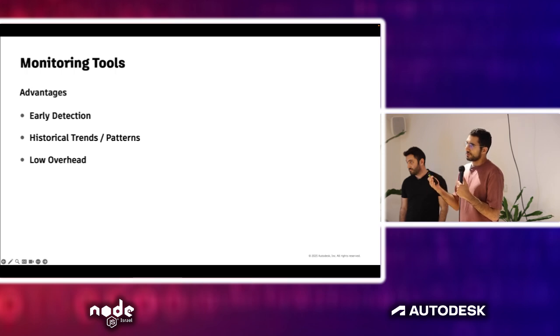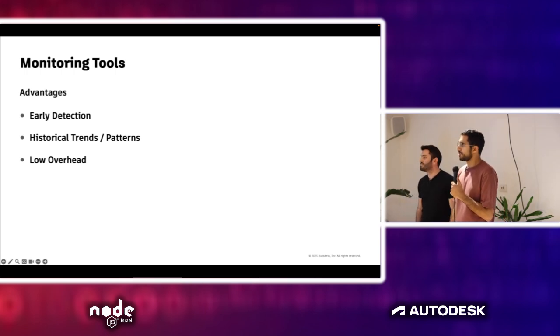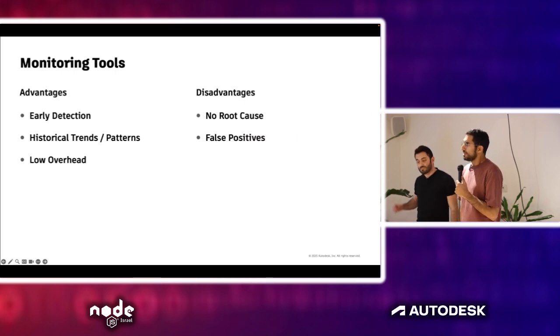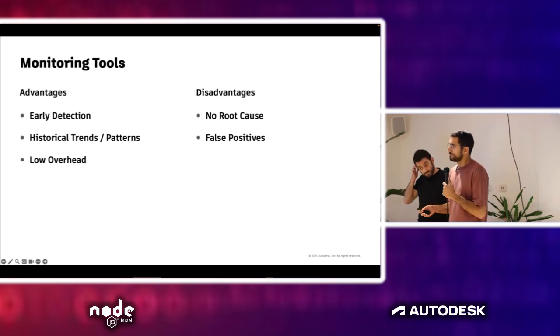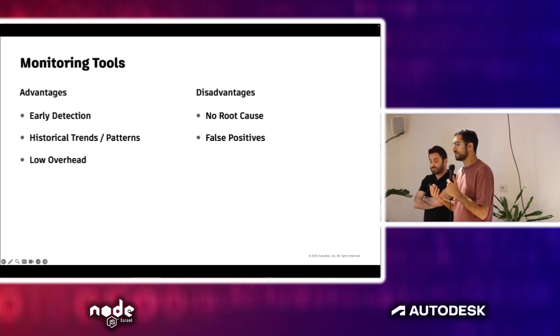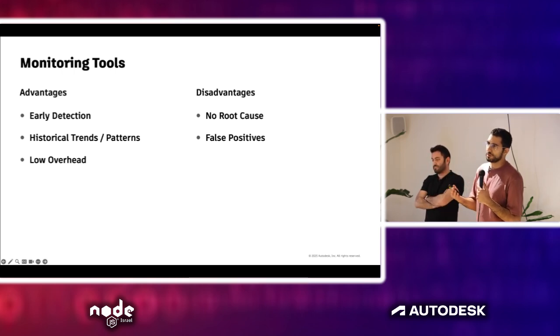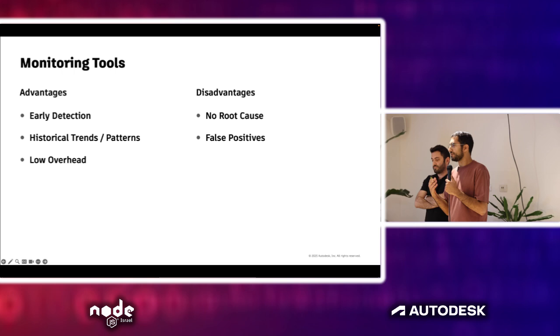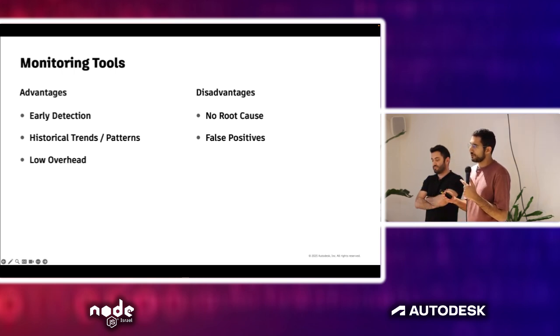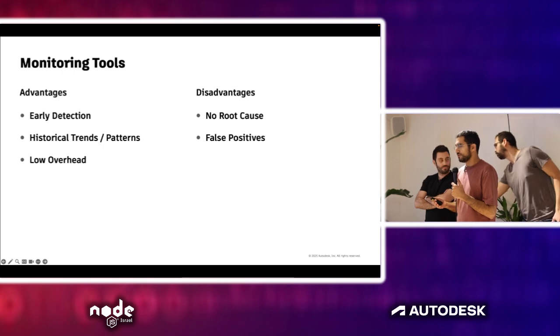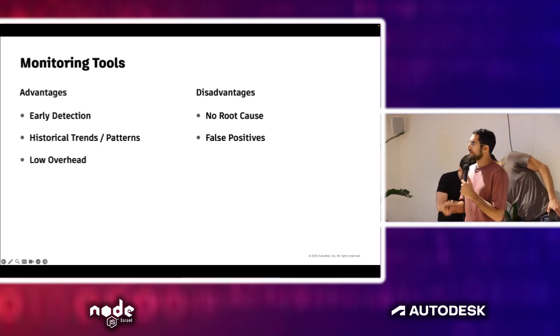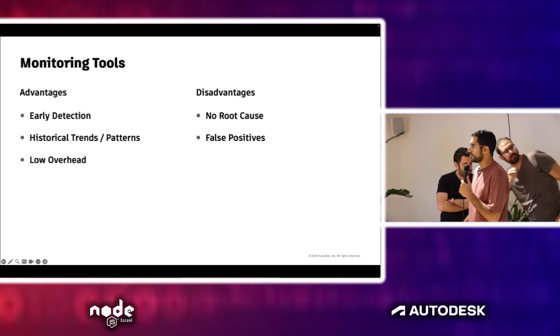It means that the monitoring tools don't take a lot of resources from our system, so we can use them in production. It also has some problems. It doesn't state exactly what the root cause is. It only states that the memory is rising, but it doesn't state the why. And sometimes it also has false positives. So memory that is rising doesn't necessarily mean that there is a memory leak.